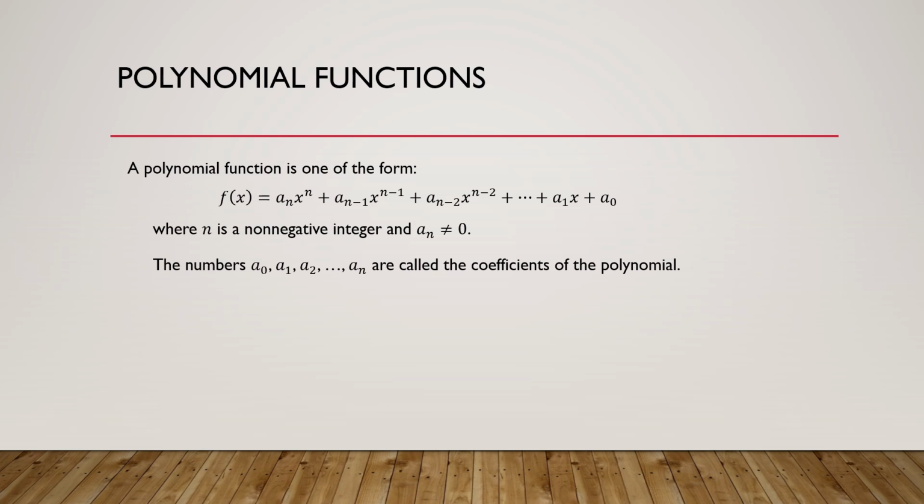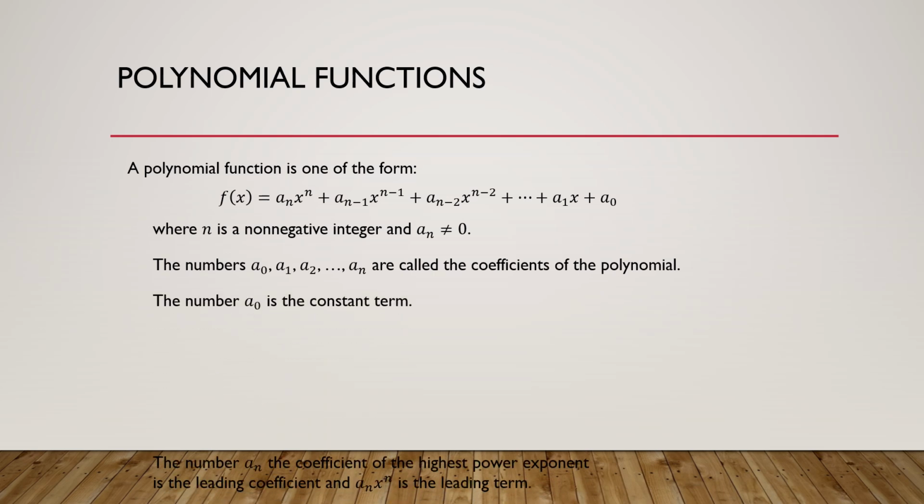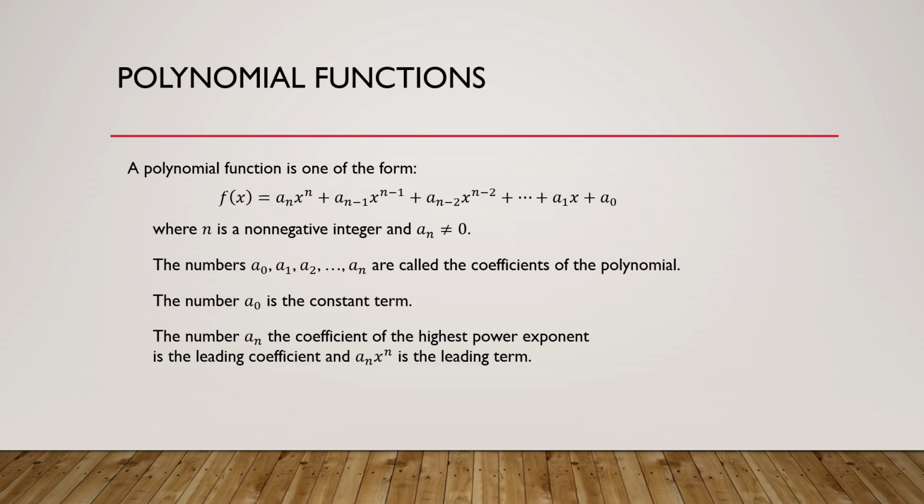The numbers a sub 0, a sub 1, a sub 2, and so on, including a sub n, are called coefficients of the polynomial. The number a sub 0 is the constant term, and the number a sub n, the coefficient of the highest power exponent, is the leading coefficient, and a sub n times x to the n is the leading term. As an example, f of x is equal to x cubed plus 4x squared plus x minus 6.